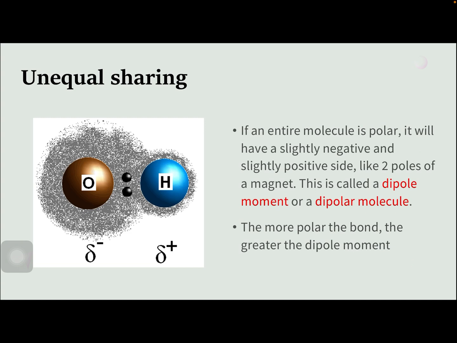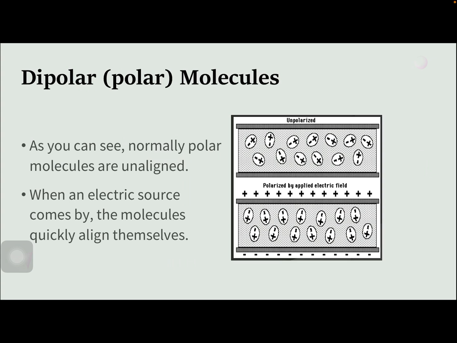We will talk about polarity of molecules later when you learn the shapes. So if you do end up with an entire molecule being polar, it will have a slightly negative and slightly positive charge. The more polar the bond, the greater the polarity of that region. And if you do have a polar molecule and apply an electrical field to it, the molecules will actually arrange themselves so that the negative side of the molecule is facing the positive portion of the electrical field and vice versa.